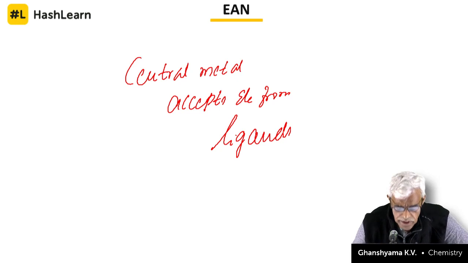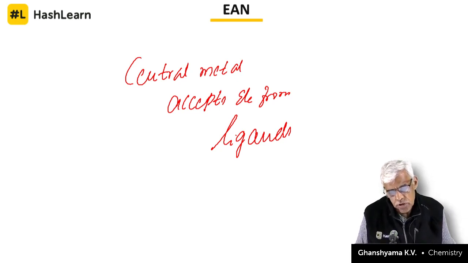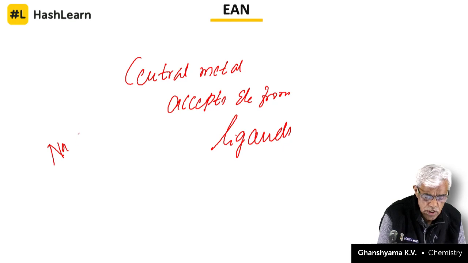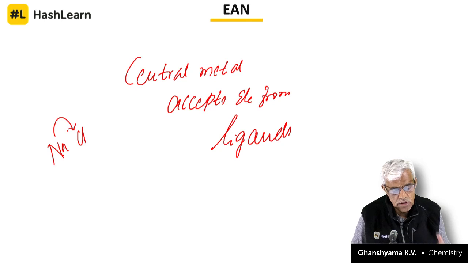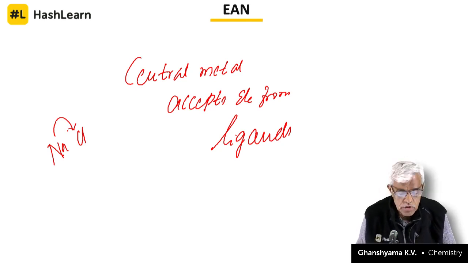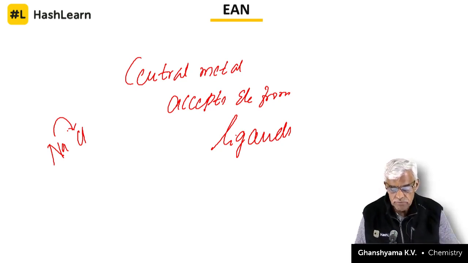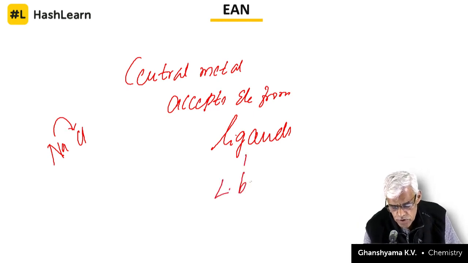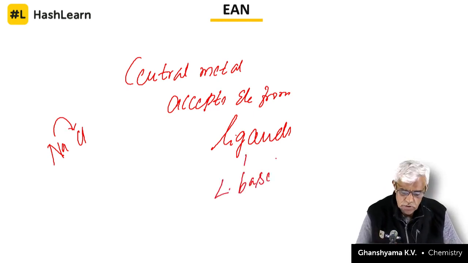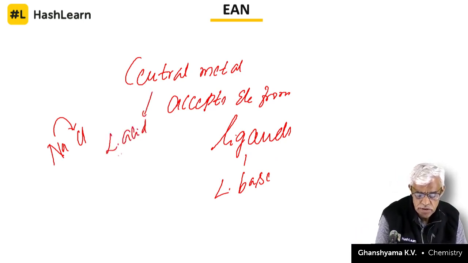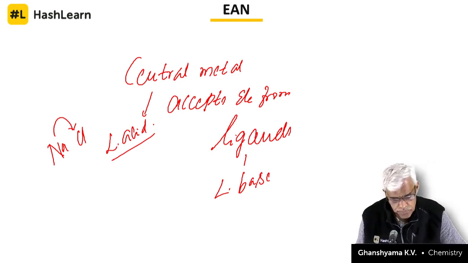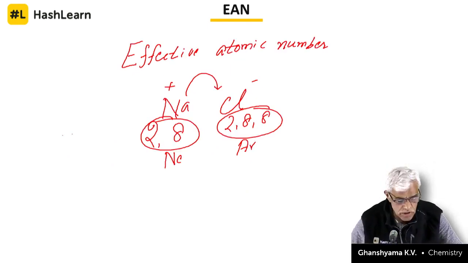You know that metals are electropositive. They always give electrons to others. But in the case of coordination compounds, the central metal accepts the electron from the ligands. Ligands are Lewis bases. They donate electrons, and the central metal acts as a Lewis acid, accepting the electron. This is the speciality of coordination compounds when compared to others.